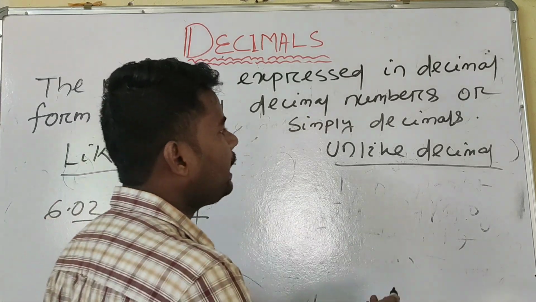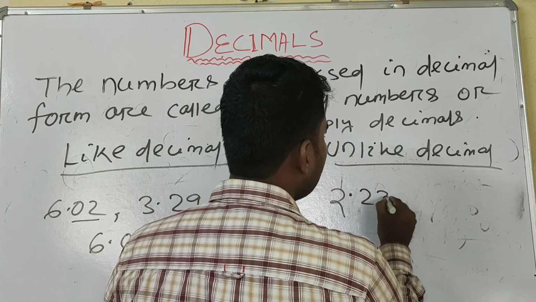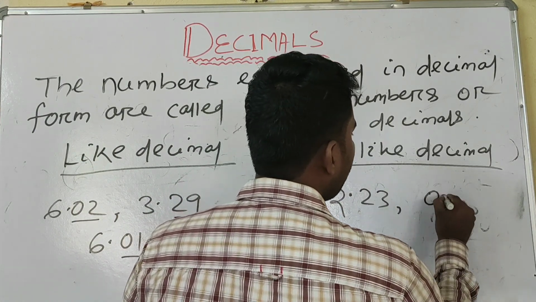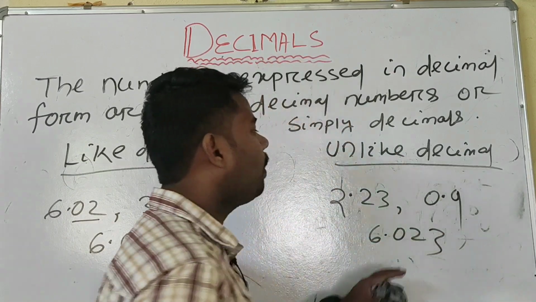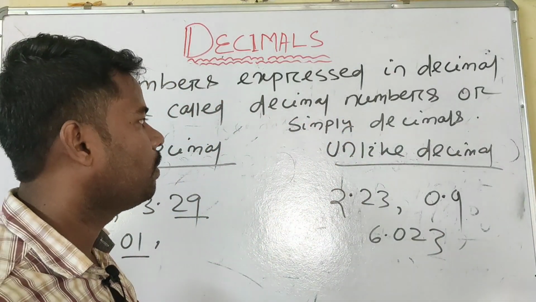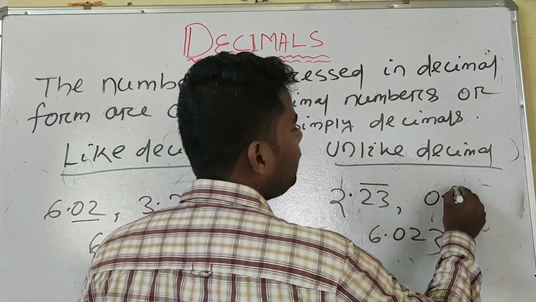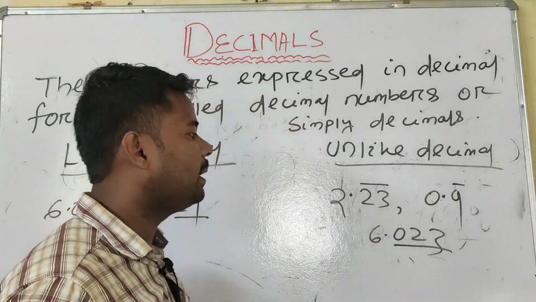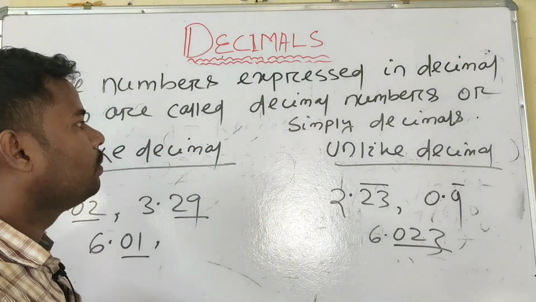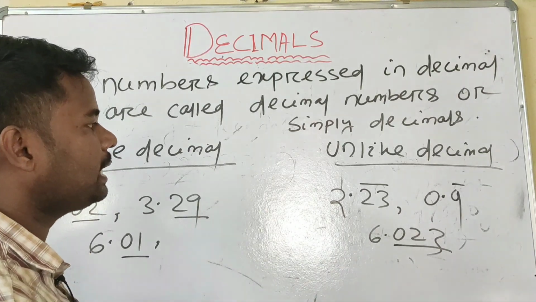And unlike decimals means just the opposite. When you write 2.23, 0.9, 6.023, all are unlike decimals. Okay, because here one has two decimal places, one has one decimal place, and this one has three decimal places. Now we will learn how to convert unlike decimals to like decimals.